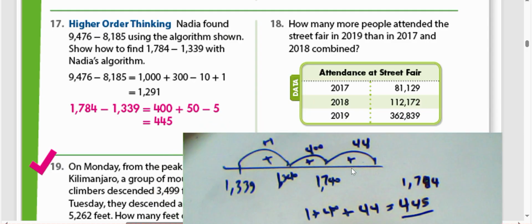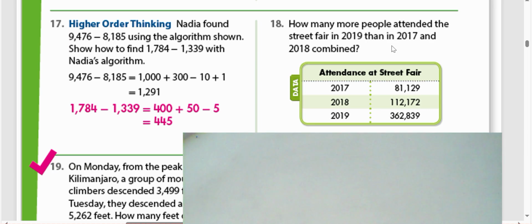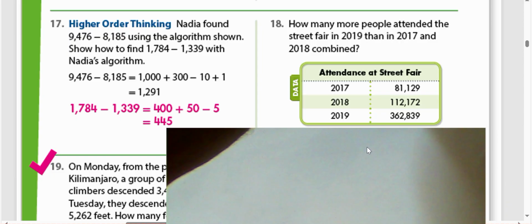Next question here, we want to find the difference in this table. Look at me. How many more people attended the street fair in 2019 than in 2017 and 2018? We can add them together and subtract the result from this number. Okay, we can find the difference. Okay, I will write the steps here.